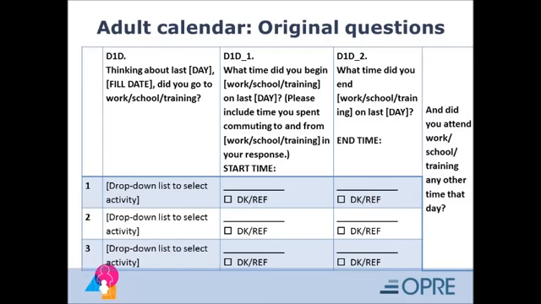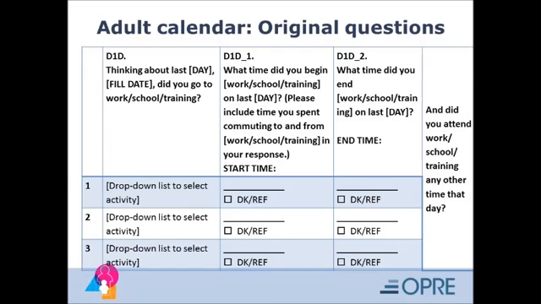So the first question asked to the respondent of the household questionnaire is, thinking about last, let's say Monday, did you go to work, school, or training? And then there will be a drop-down menu with all those three options. At what time did you begin work, school, or training on that last Monday? Please include the time you spent commuting to and from work, school, or training in your response, and the interviewer would record the start time. Then, at what time did you end that work, school, or training on that last Monday? And the interviewer would record the end time. And did you attend work, school, or training any other time that day?